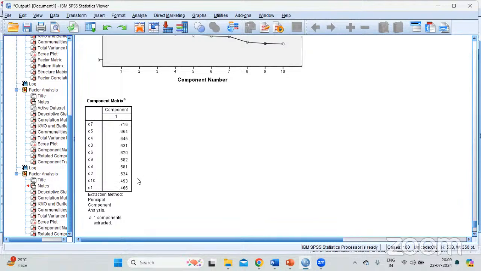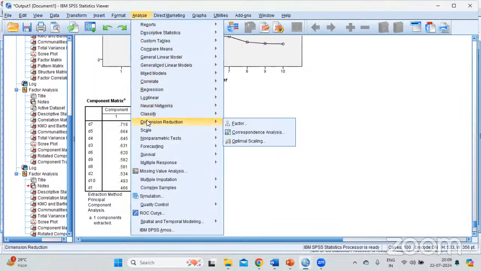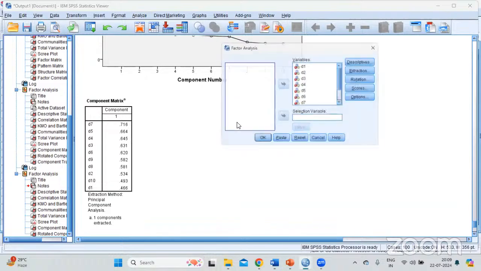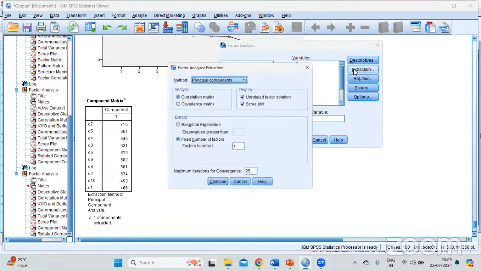Also, now you can see that all the items are loading on the first component only. Just take a look at items number 1 and 10, having component loadings of 0.46 and 0.49. So it's acceptable, since it is above 0.4. Now, let us apply principal axis factoring on the same data set.